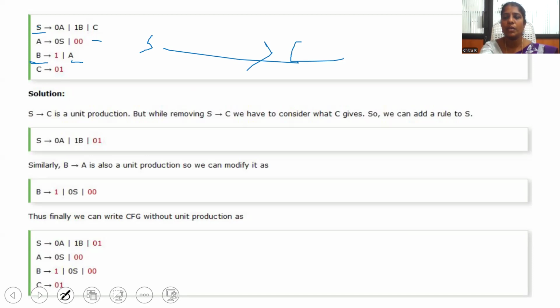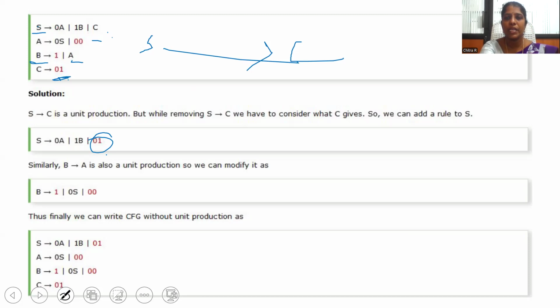When you eliminate these two productions, also write the existing productions as they are, that is S tends to 0 / 1B, and instead of S tends to C, I am going to replace this C with its existing value. What is the value of C? C tends to 0 / 1. So I can replace this with 0 / 1. Similarly, in the next line there is no unit production.